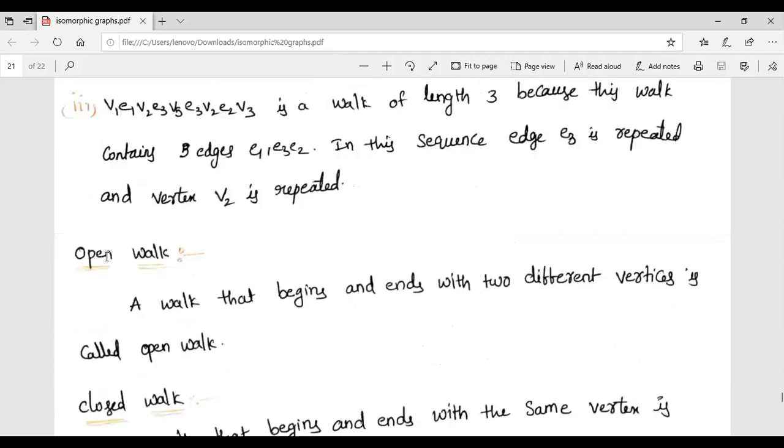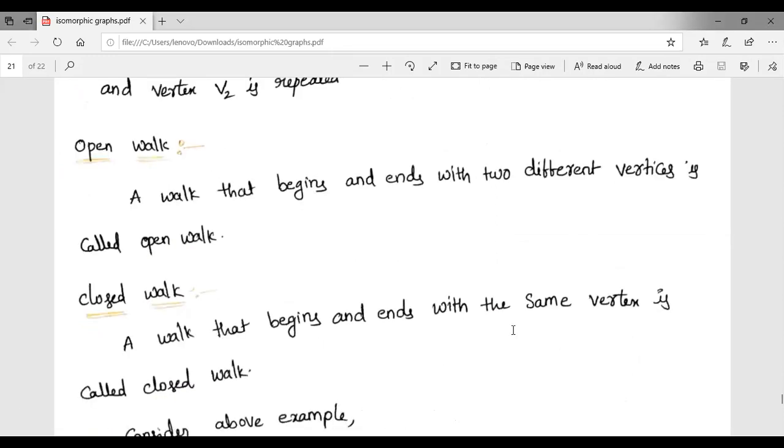So open walk. What is an open walk? A walk that begins and ends with two different vertices is called an open walk. And a walk that begins and ends with the same vertex is called a closed walk. So V1 to start and V1 to end, that is called a closed walk. And if it starts with V1 and ends with another vertex V5, then it is called an open walk.